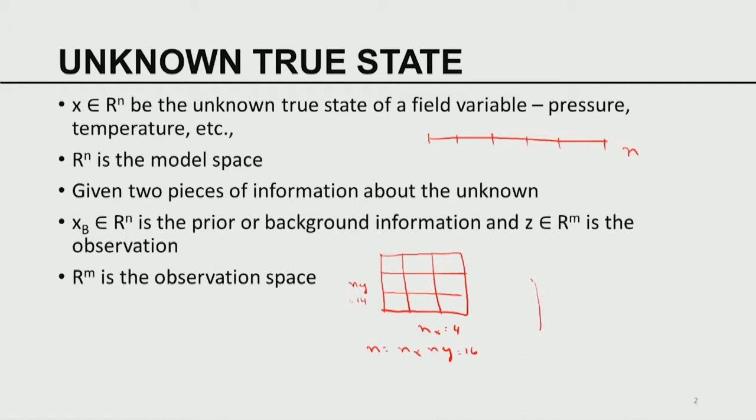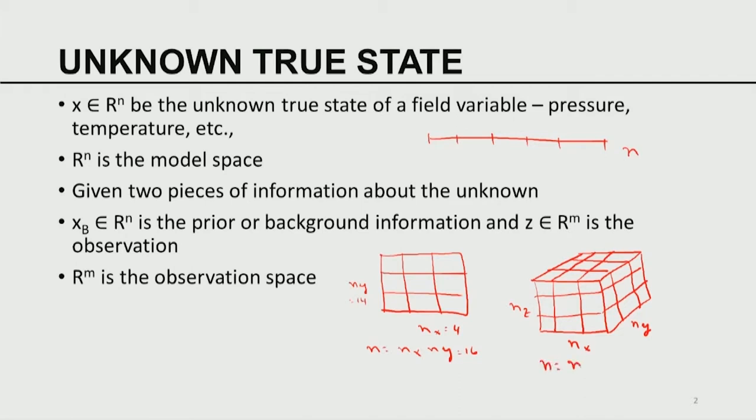In the case of a 3D, I have a grid. So, this is nx, this is ny, this is nz, therefore, n is equal to nx times ny times nz. So, you can see as you go from one dimension to two dimension to three dimension, the size explodes. Let me give you a quick example.